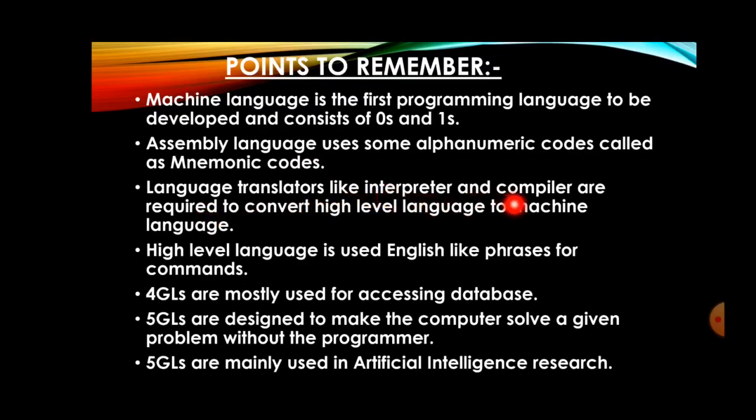Language translators like interpreter and compiler are required to convert high level language to machine language or machine language to high level language. As you already know that computer does not understand any alphabet or number, so it needs a translator which converts high level to low level and low level language to high level. High level language uses English like phrases for commands. 4GLs are mostly used for accessing databases. 5GLs are designed to make the computer solve a given problem without the programmer. 5GLs are mainly used in artificial intelligence research.